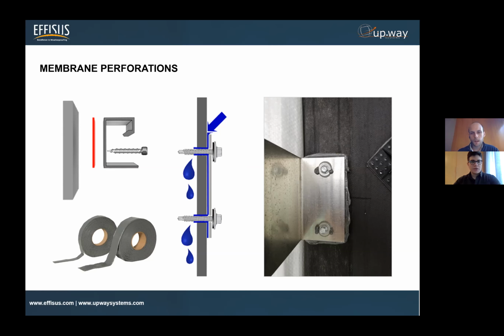Absolutely. So this is Effisus 2 Bond ES. It's a double-sided sealing tape that we use specifically to seal this type of bracket perforations. Since it's double-sided, you just remove one side of the foil, apply it on the bracket itself, and then fasten the bracket on top of the membrane. It's interesting to see, as you see in the picture, that once you fasten it, the tape will start to encapsulate the nail screw perforations. And in this case, we have completely sealed, watertight points.